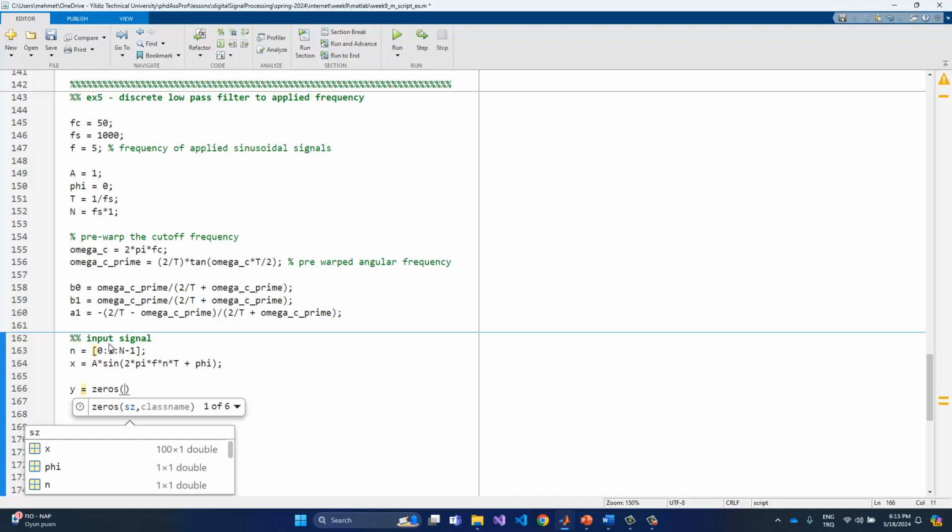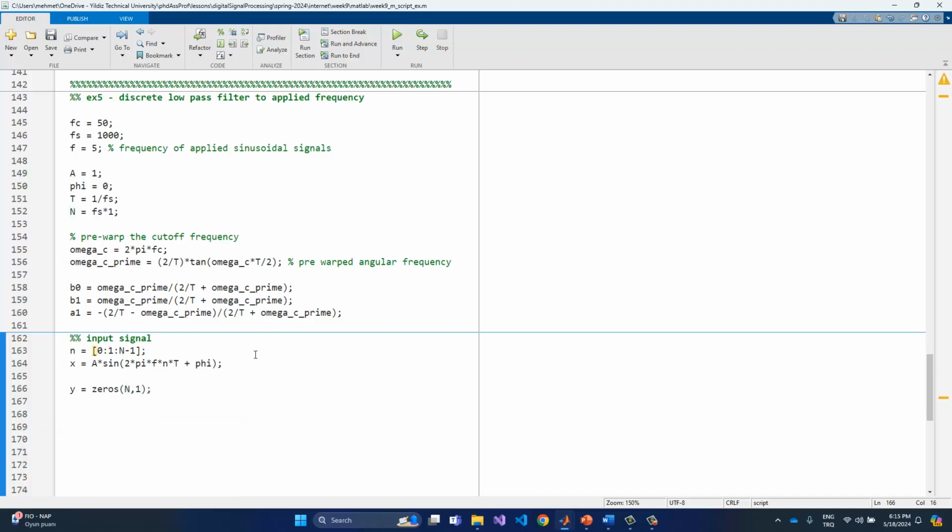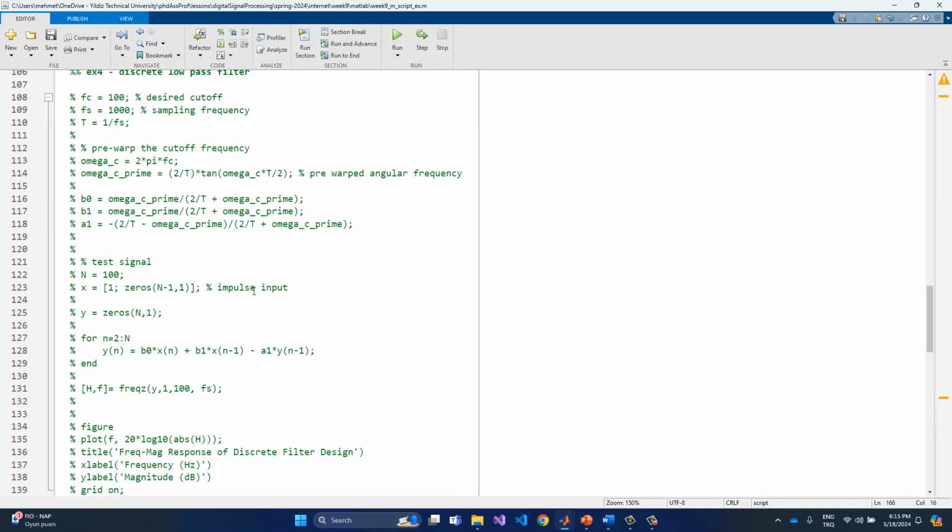Okay, just remember that in the first case we applied the impulse input to this system, which means that if we have this condition, then the -6 decibel can be given in this case, because this is the filter itself.